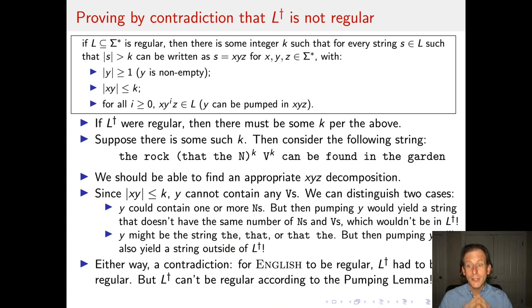For the formal abstraction of English to be regular, L-dagger would have had to be regular, but L-dagger can't be regular according to the pumping lemma. And so our assumption that L-dagger were regular has fallen apart, and we have that L-dagger isn't regular. And as a result, English isn't regular either.